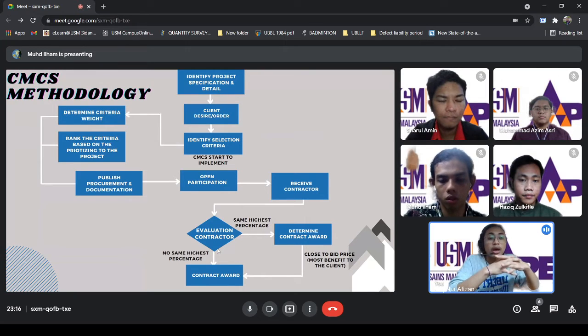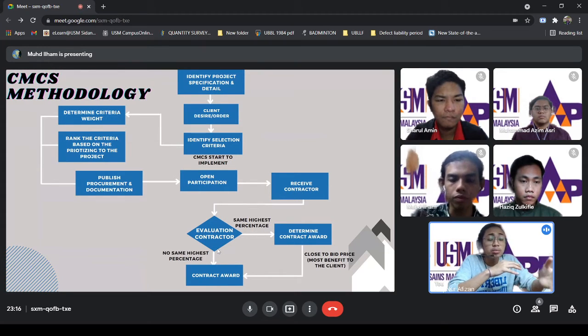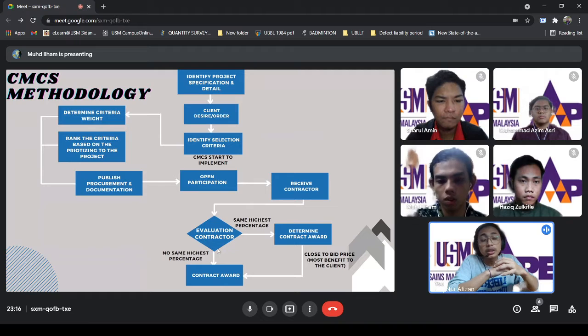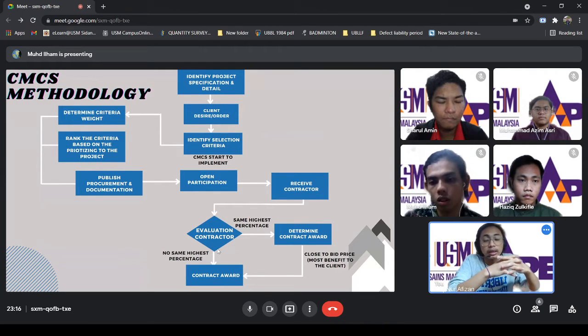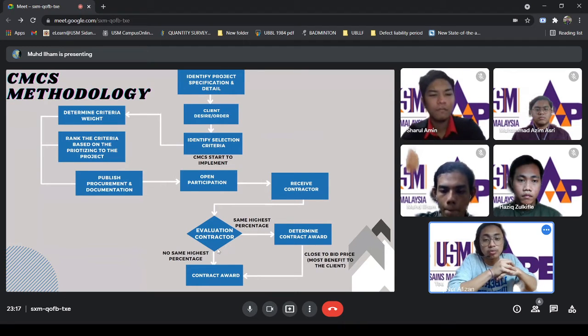And also in evaluation, if they have the highest percentage, the contractor will be awarded the contract. And if the case of the same highest percentage happens, then we will determine the contractor based on the closest to the bid price. This is the most benefit to the client. So if contractor A has the closest to the bid price, then contractor A will be awarded the contract. Then we see the next slide.